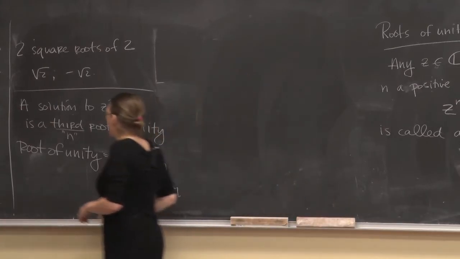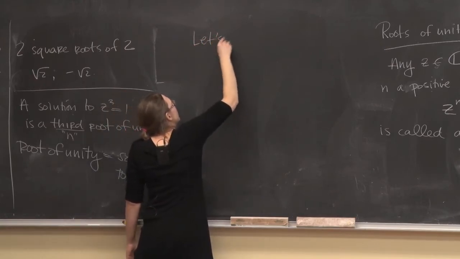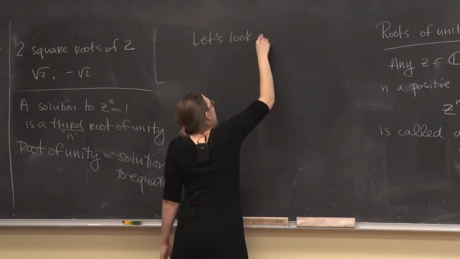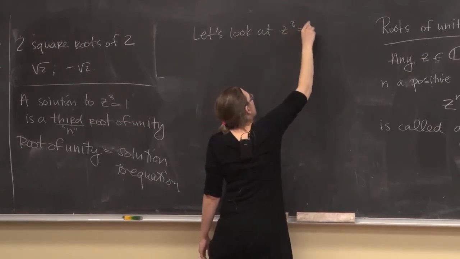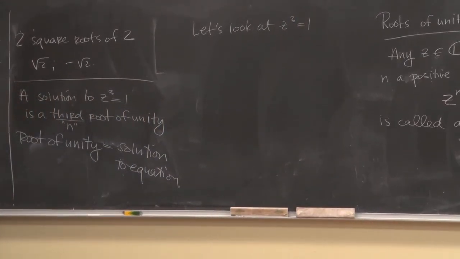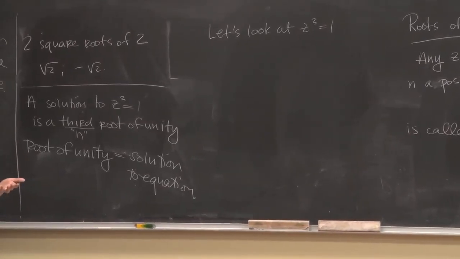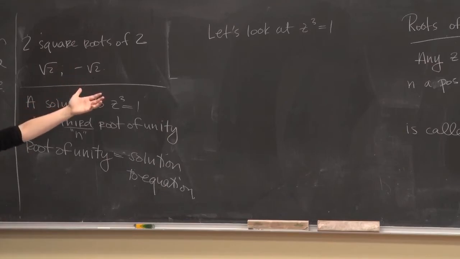Okay, so let's look at z cubed is equal to 1. Let's do the third roots of unity. You know the second roots of unity are 1 and minus 1. Those are the two things that when you square them, you get 1. So let's move up to 3.